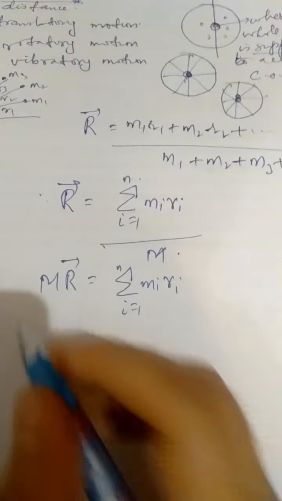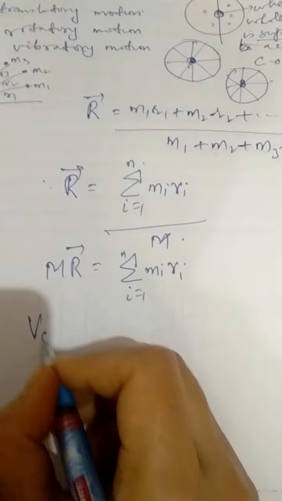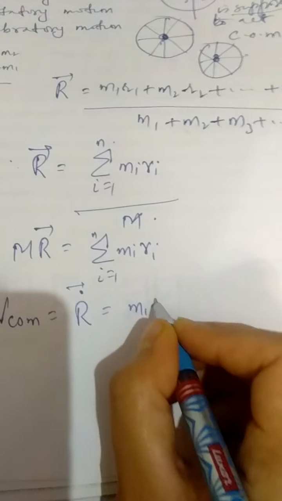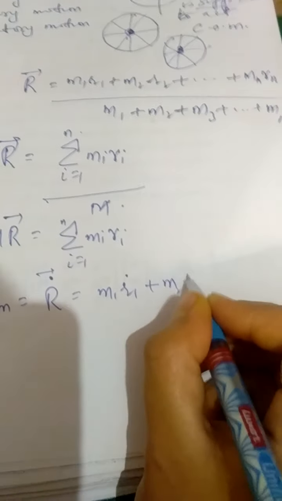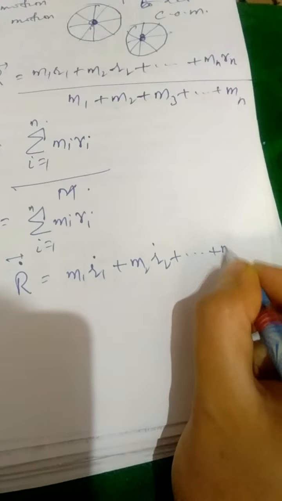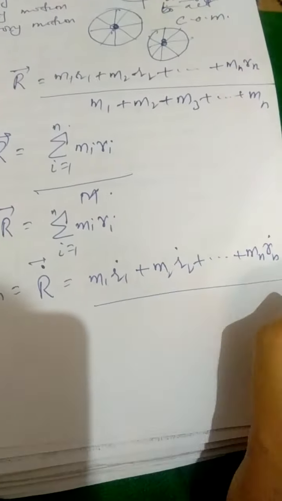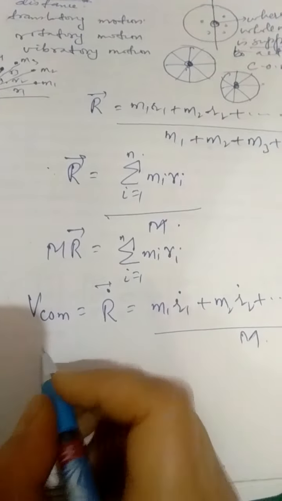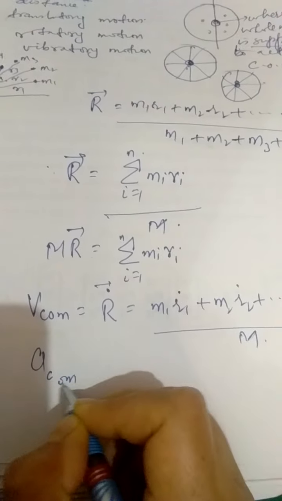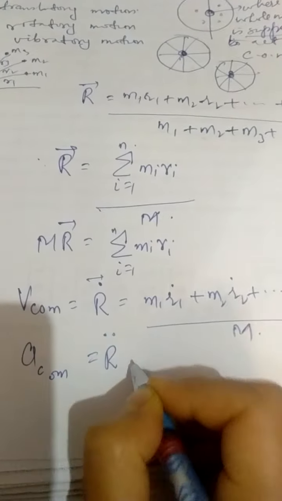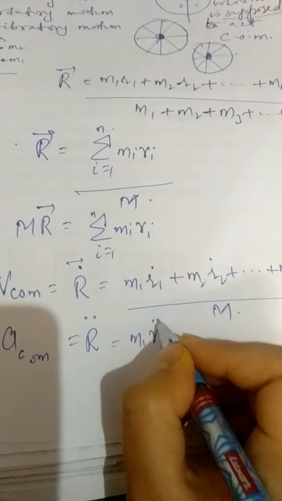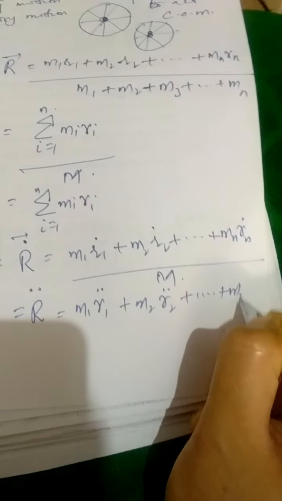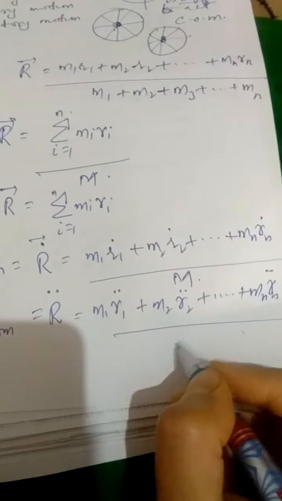Now, using the same equation, we can also find the velocity of the center of mass. The velocity of the center of mass will be R dot, and that will be m1 r1 dot plus m2 r2 dot plus so on plus mn rn dot, divided by M, the whole mass. The acceleration of the center of mass similarly will be given by R double dot, and that will be m1 r1 double dot plus m2 r2 double dot plus so on plus mn rn double dot, divided by M.